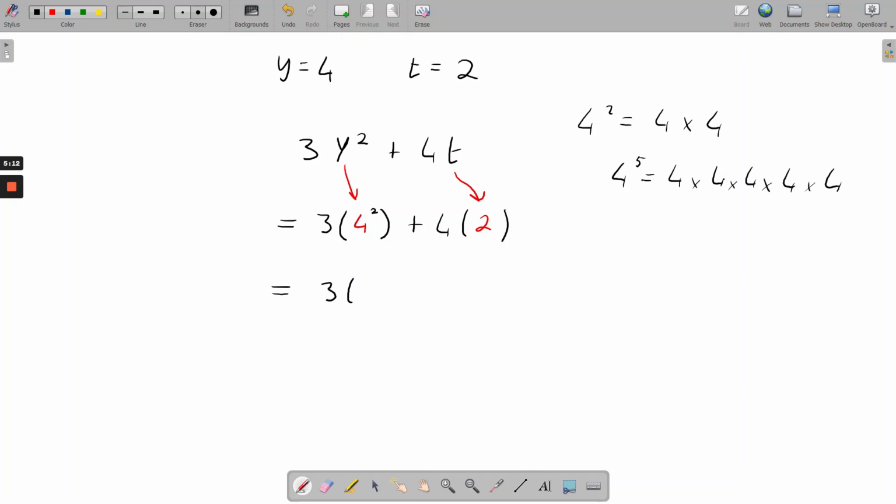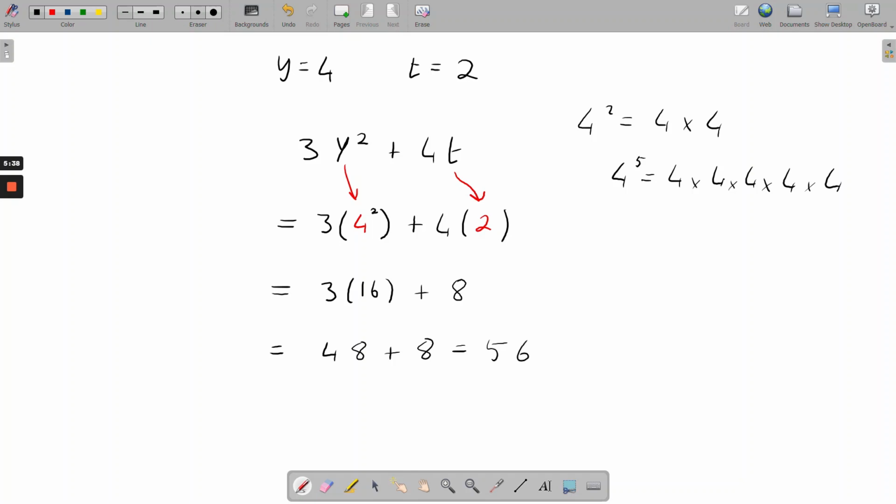We take our bracket and then we're going to multiply 4 by itself twice, which is going to give us 16. Plus, this time 4 by 2 is giving us 8, so we can multiply that out. Go to our next line, we can multiply 3 by 16, which will give us 48. Plus 8, and this is going to give us 56, so that's that one.